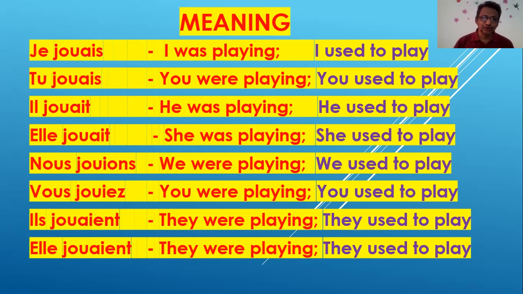Je jouais, tu jouais, il jouait, elle jouait, nous jouions, vous jouiez, ils jouaient, elles jouaient. ILS is here, ILS should be there. Alors, c'est comment un verbe est conjugué à l'imparfait. Then it means two different meanings, and it has another meaning also.